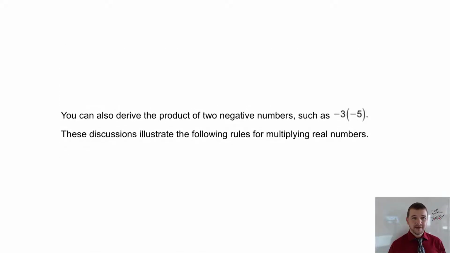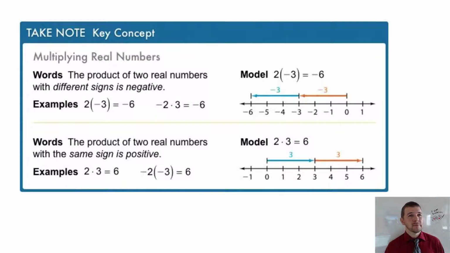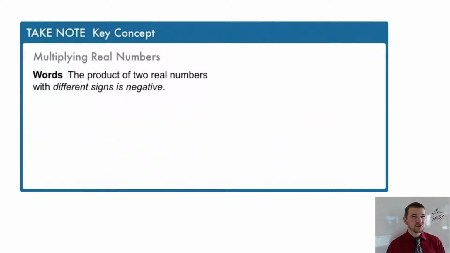You can also derive the product of two negative numbers, such as negative 3 times negative 5. These discussions illustrate the following rules for multiplying real numbers. Take note, key concept, multiplying real numbers. In words, we can say the product of two real numbers with different signs is negative. Examples: 2 times negative 3 is negative 6. Negative 2 times positive 3, also negative 6.